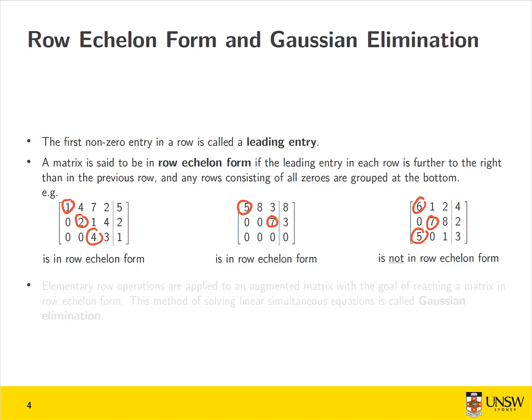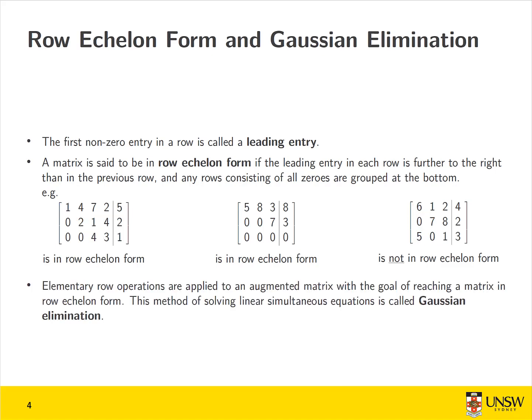In the third row, the leading entry is not to the right of the leading entry in row 2, nor to the right of the leading entry in row 1. So this matrix is not in row echelon form. In general, we will apply elementary row operations to an augmented matrix until it is in row echelon form. This whole process is called Gaussian elimination.